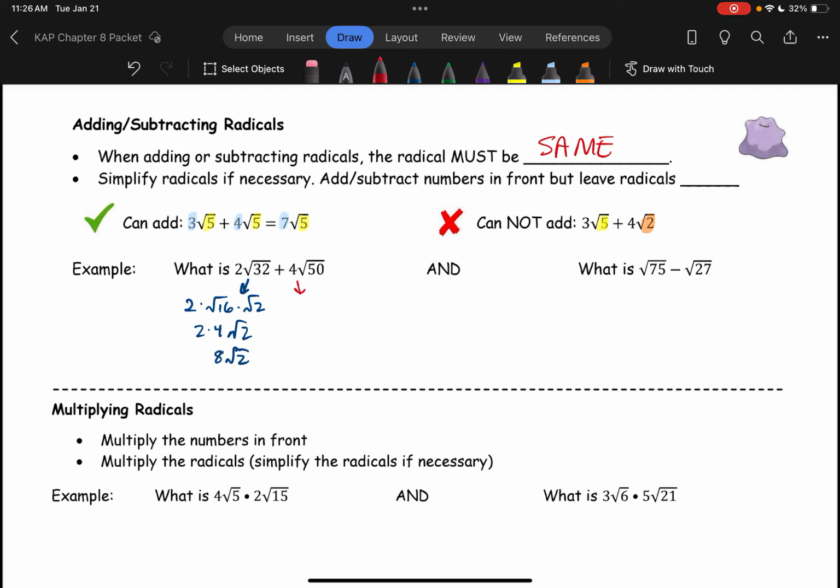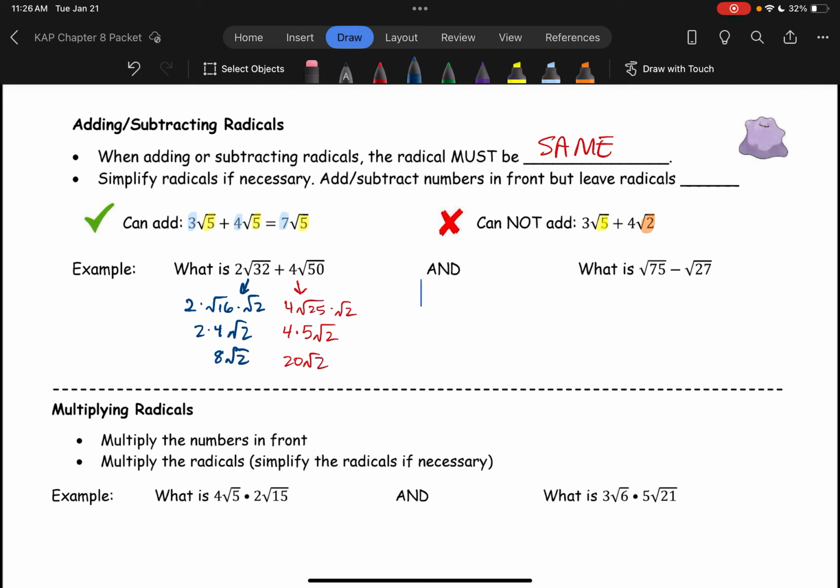If I simplify the 4 root 50, well, I have 4. Square root of 50 can be broken down into, well, I know 25 times 2 would still be 50. And I'm doing this strategically because I know that the square root of 25 would just give me 5. So this 4 times square root of 25 would basically just be 4 times 5. And then we have our root 2 at the end. 4 times 5 gives us 20, so we got 20 root 2.